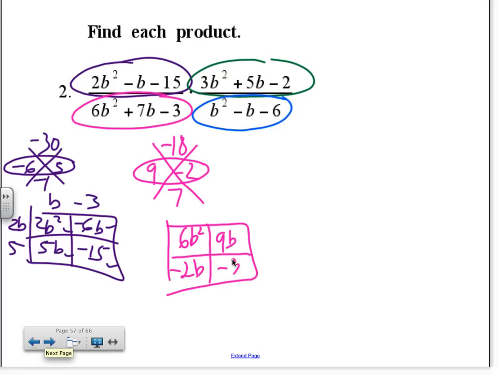What can we take outside? 3b. And here, what can I take outside? Negative 1. Good. First negative has to be taken out. Negative 1. And this is 2b and 3, right? We're good. Move on to the green.